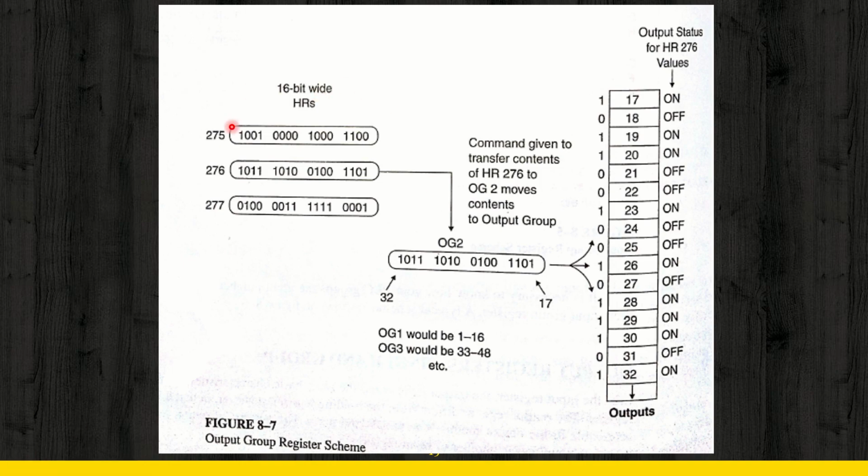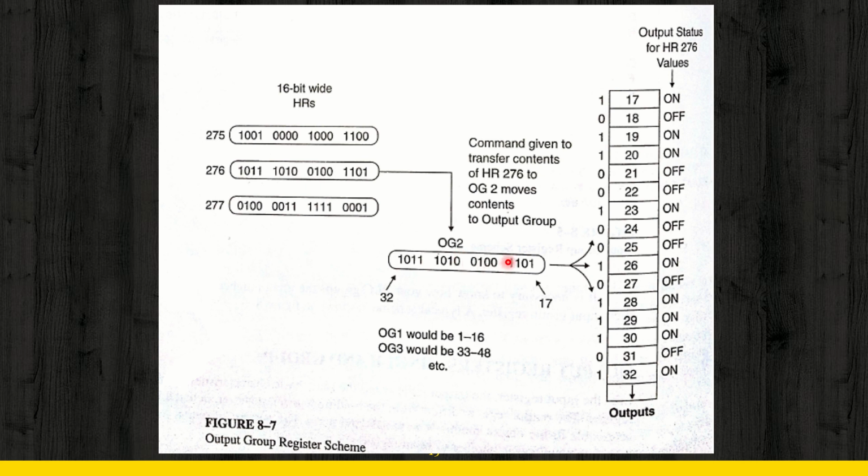Here you can see that these are 16-bit wide holding registers. So this is HR275, this is HR276, this is HR277. Now you can see the contents of HR276 is connected to output group register 2. That means HR276 is connected to output group register 2 in such a manner that whatever is the data of this HR will be directly available with OG2, that means output group register 2.